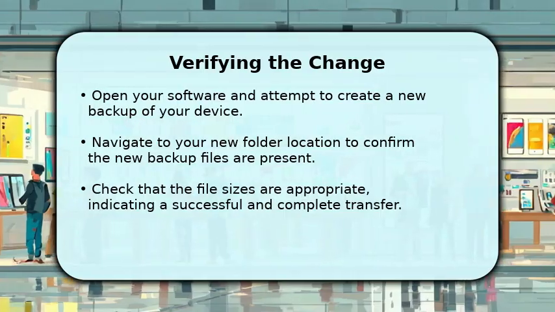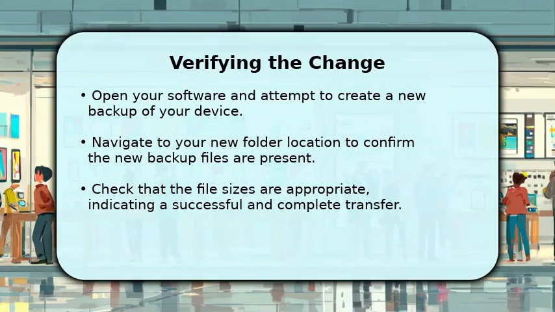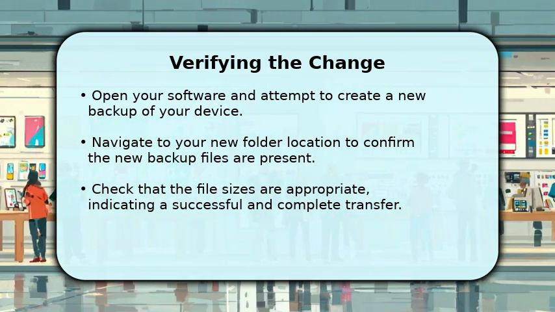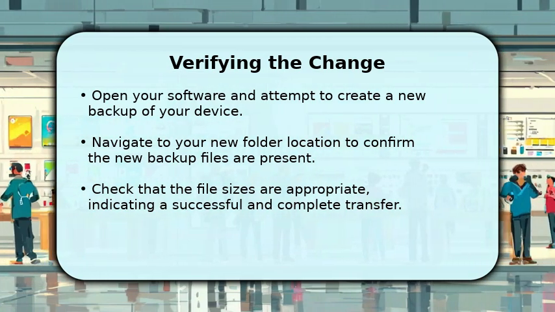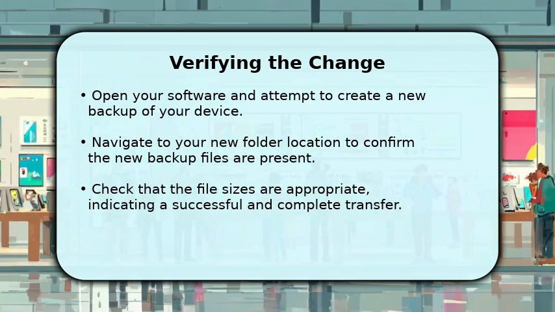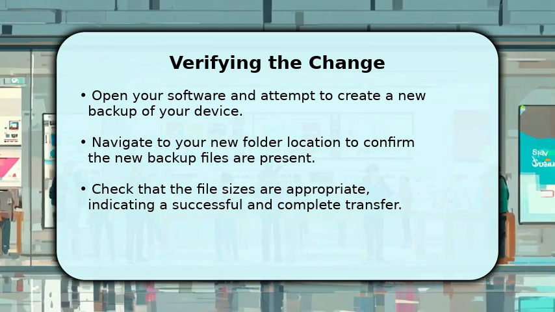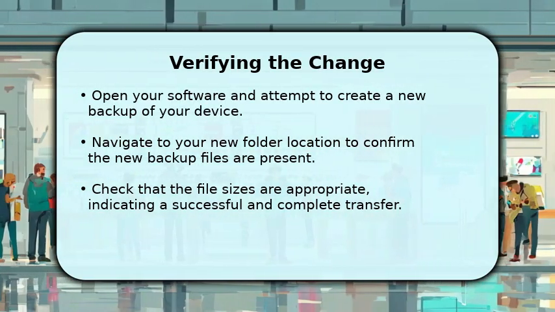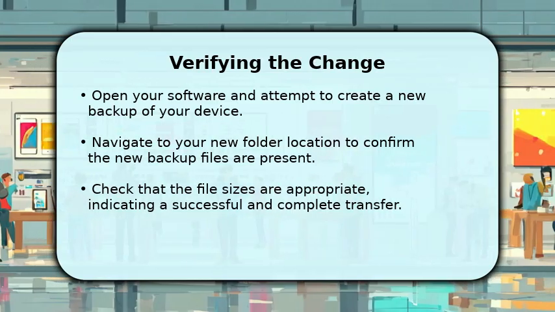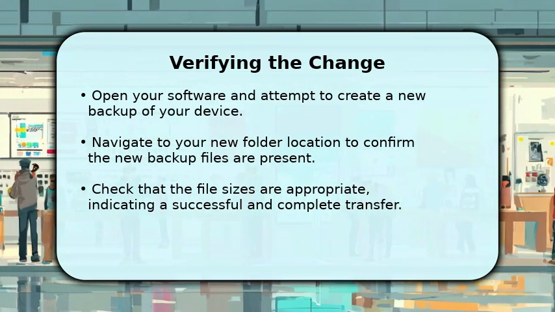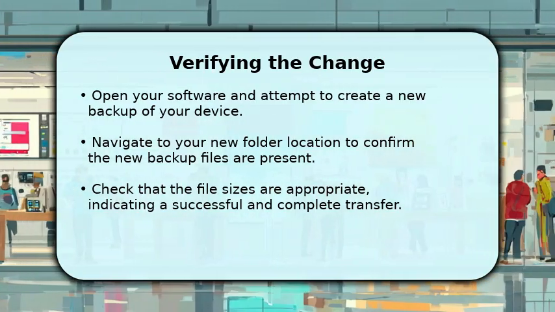The final and most important step is to verify that your new backup location is working correctly. Connect your device and initiate a fresh backup. Once complete, navigate directly to your newly designated folder, for example, on your external hard drive. You should find a brand new backup folder containing recent files with an appropriate size, indicating a successful redirect. This confirms your system is now saving backups exactly where you want them.